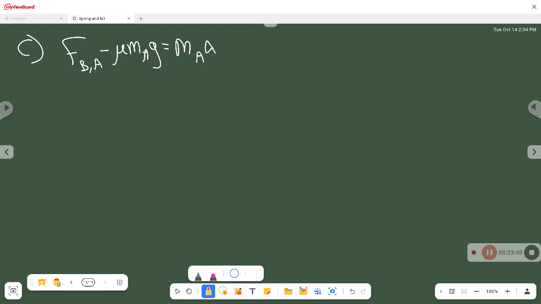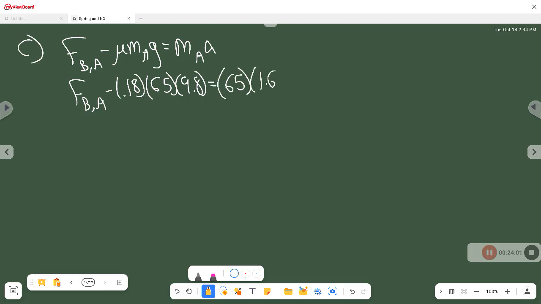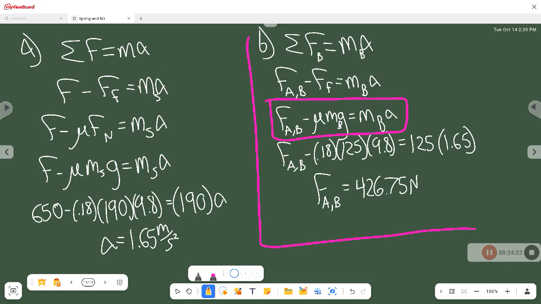So let's figure out what this one is. All right, so this is the thing we're solving for. Coefficient is 0.18, mass is 65, g is 9.8, m is 65, and the acceleration is still 1.65. Let's plug this into the calculator. So this time when I plug it into the calculator, I am getting an answer of 221.91 newtons, okay?